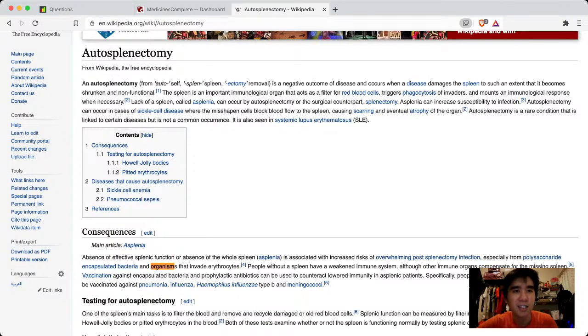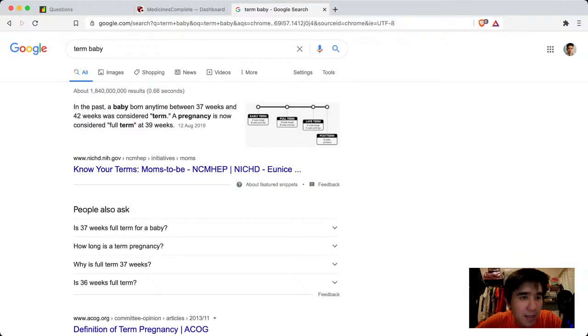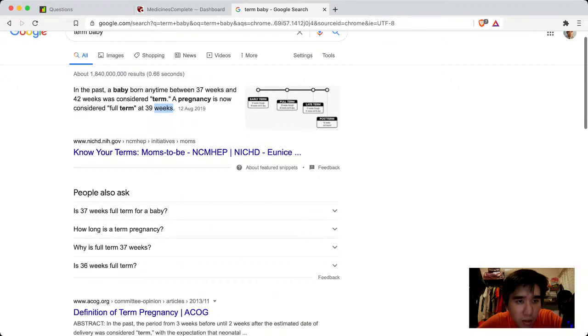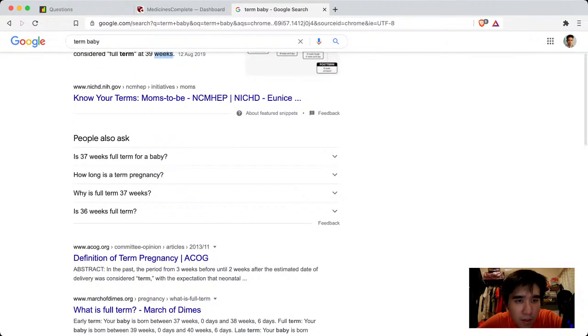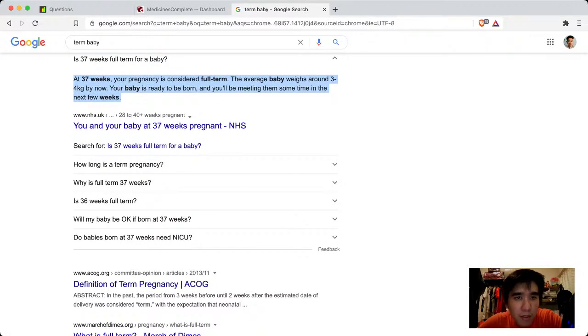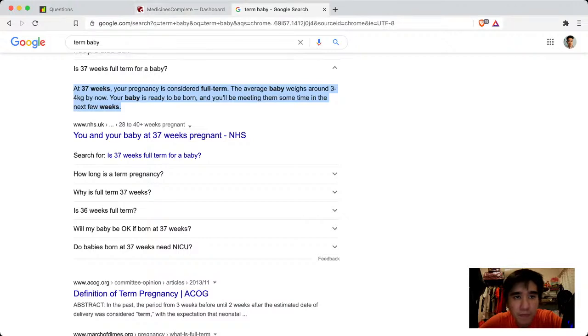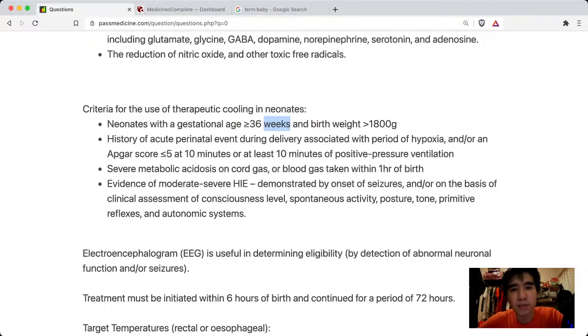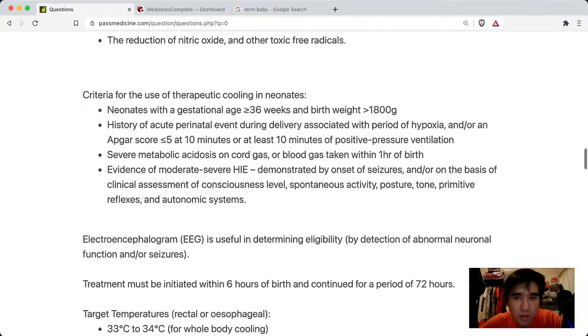When is a baby term? I forgot the basics. Yes. In the past, a baby born anytime between 37 weeks and 42 weeks was considered term. A pregnancy is now considered full term at 39 weeks. So by 37 weeks is known as term. Okay. So 1 week before term and after, or more than 1.8 kg.